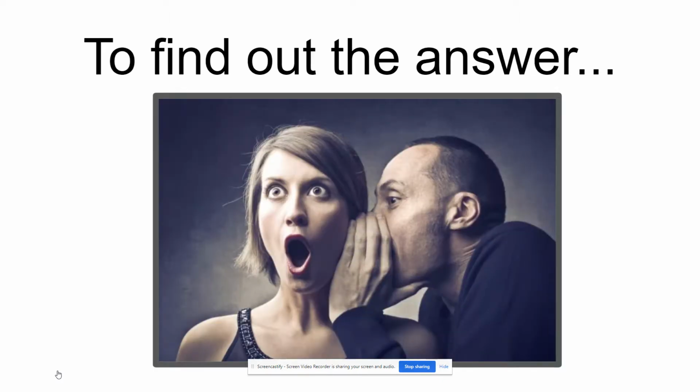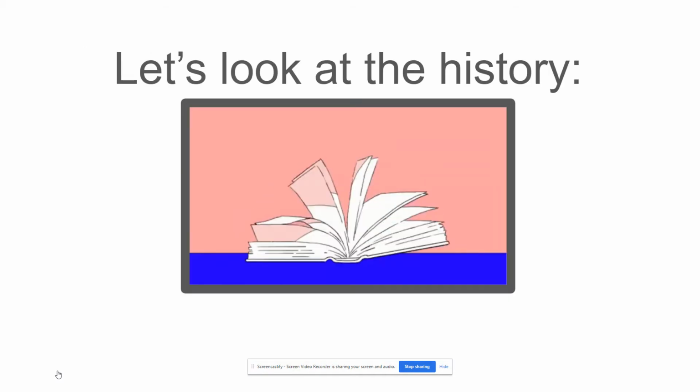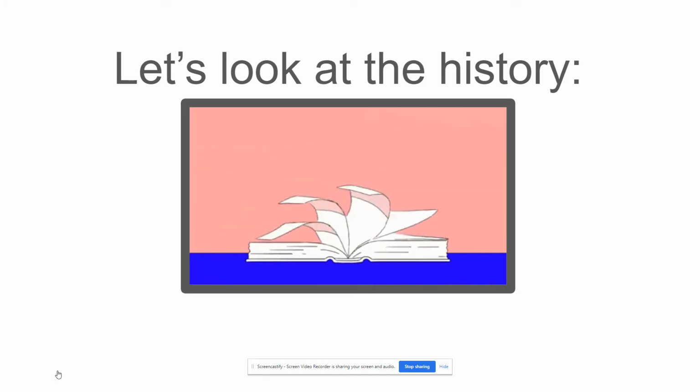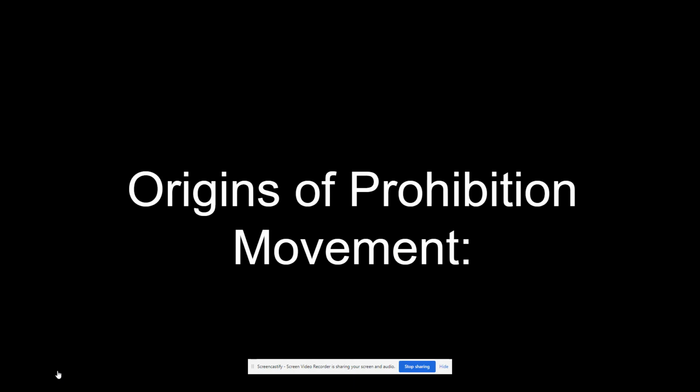Well, let's look into it. That's what this presentation's about. Now, the answers are interesting, so we are going to find them out. And to do that, we got to look at how the amendment came to be. So we're going to look at the history right now. Now, the origins of the movement to establish prohibition, let's go all the way back to 1830.